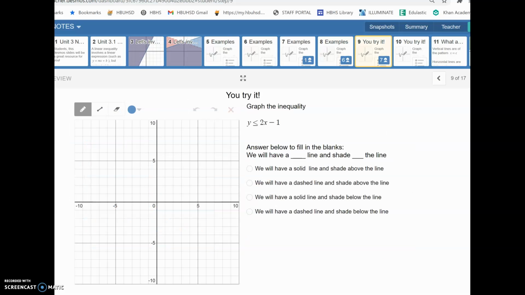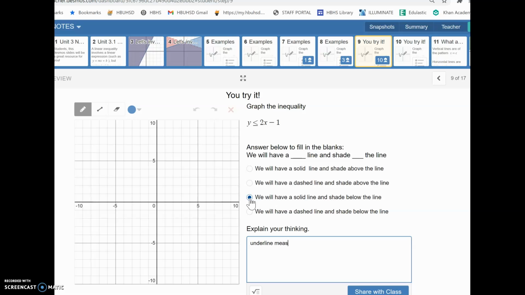So when I look at this, you try it, I see that the slope is 2, the y-intercept is -1, and it says y is less than or equal to. And so for less than, we shade below the line. And since I have the underline, I do have a solid line. So I have a solid line and I shade below the line. So that's underline means solid line. Less than means below.